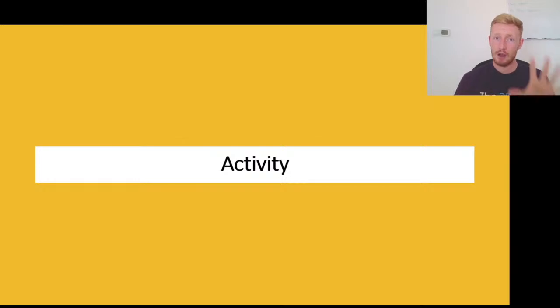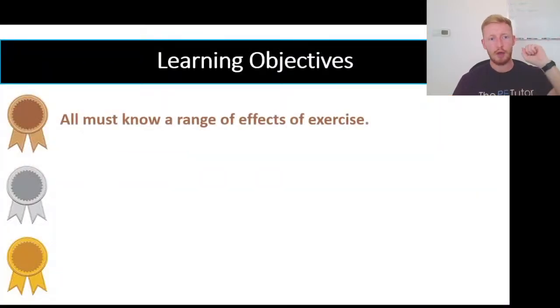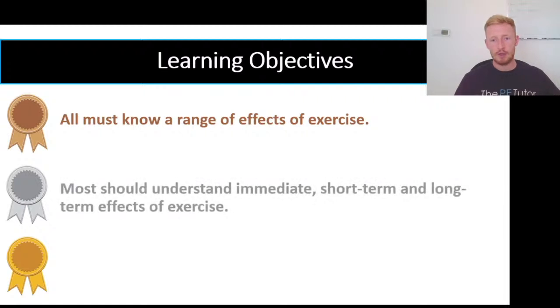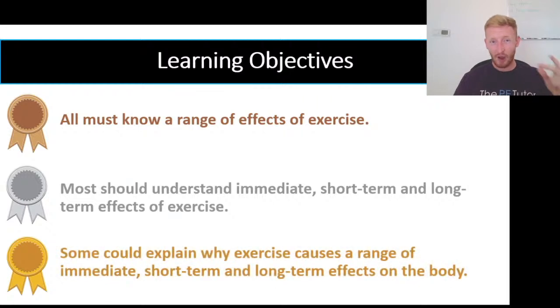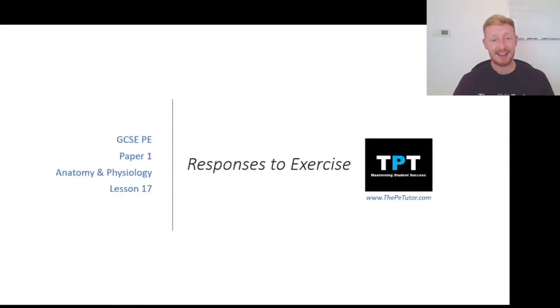But hopefully after this lesson, you now know a range of effects of exercise, of which they're immediate, short-term and long-term. And hopefully, because of the benefits and the drawbacks that we've been looking at, you can explain why exercise causes some of these effects, the implications of them to a performer in the short term, in the long term, the positive and the negative. And that is that. So it was a lesson on the responses to exercise, the immediate, the short term and the long term.